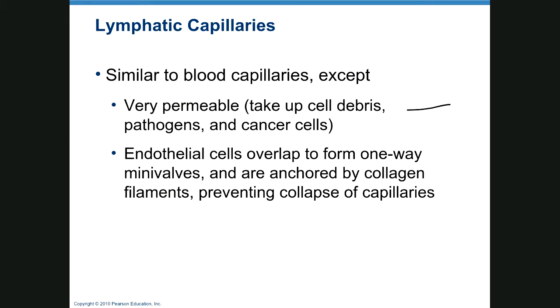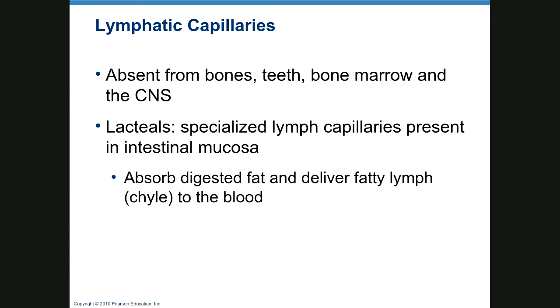You may have known someone who had breast cancer. They took out lymph nodes to see whether it's already spread, because it's known that if the breast cancer does spread, that's the first place it's going to spread, to those lymph nodes. Lymphatic capillaries are absent from bones, teeth, marrow, and the central nervous system.